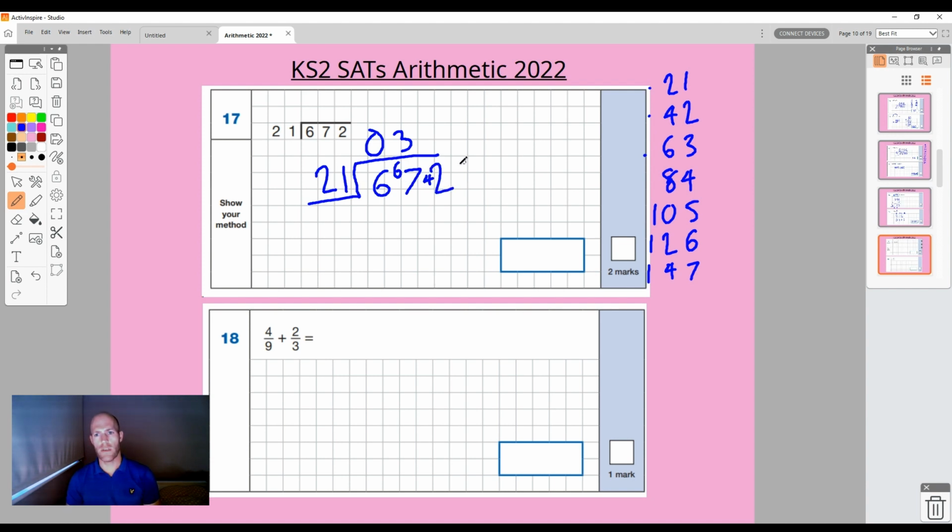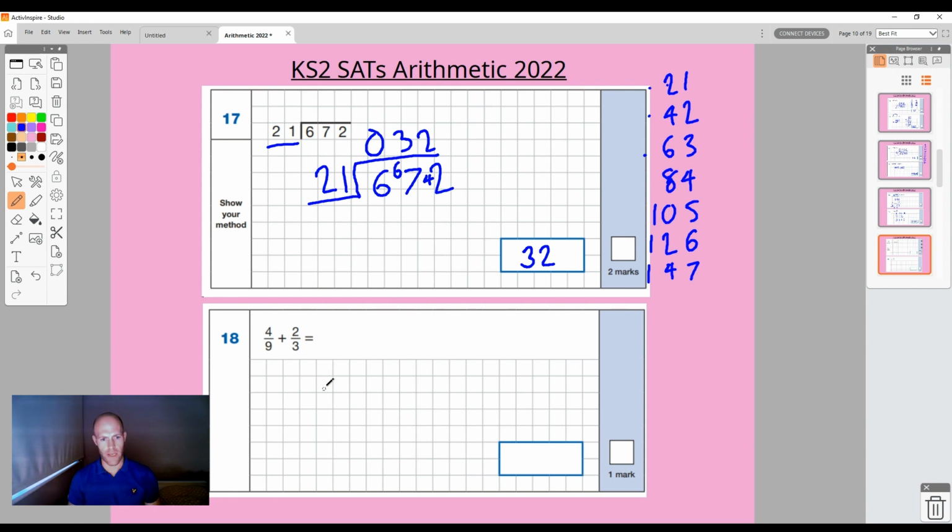I've now got 42. How many times does it fit in? Once, twice. And I'm not saying it would never happen, but I've never seen one with a remainder. Usually with a double-digit division, it rounds itself off nicely. So you're expecting to not have a remainder.